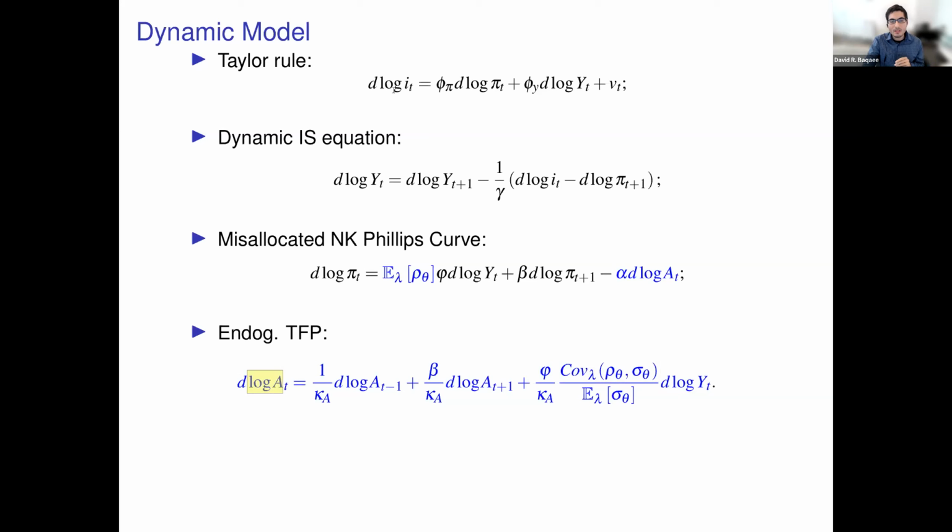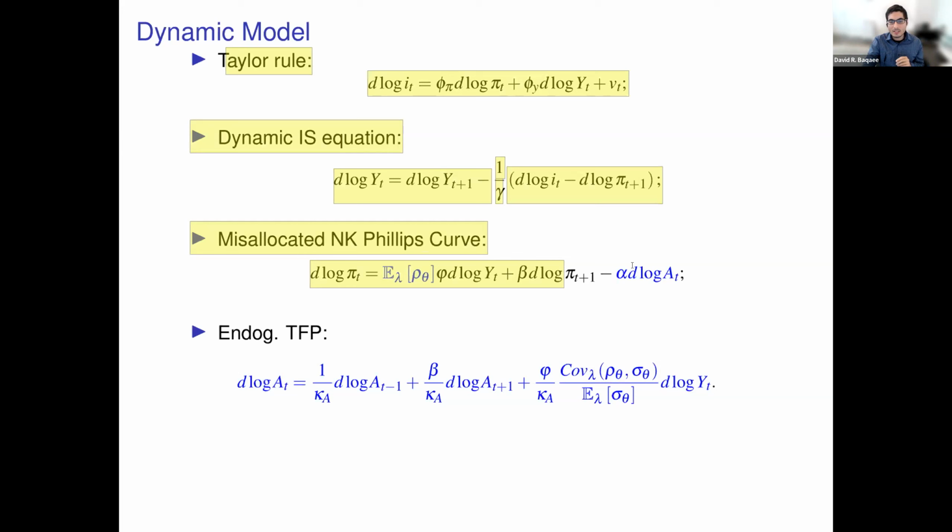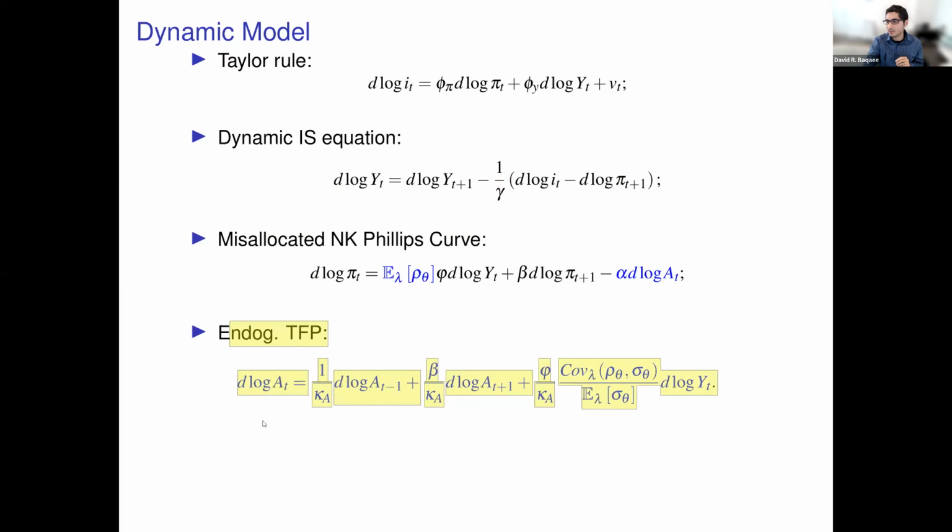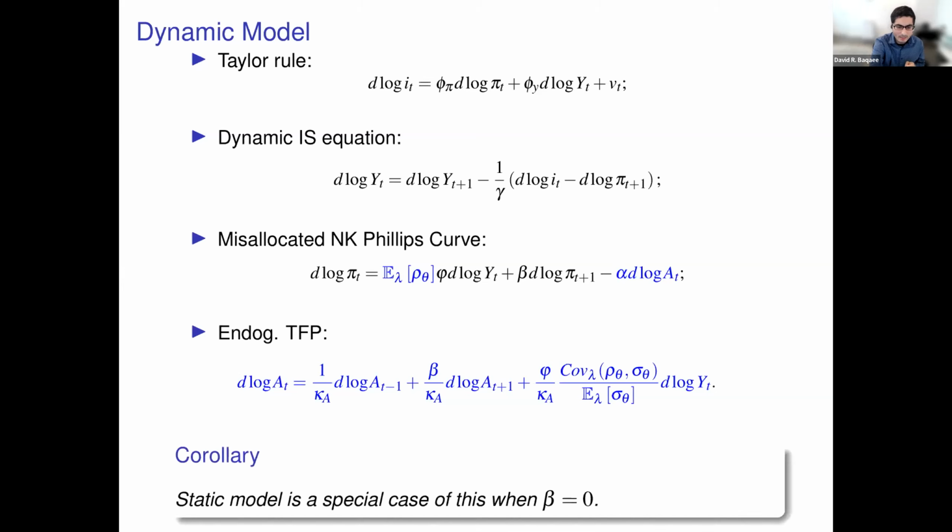One thing that's interesting about this is all of these equations are first-order difference equations, but this one is a second-order difference equation. So this gives some hump-shaped responses in the impulse response functions endogenously, which is sort of nice. Okay, so I'm totally out of time. Now the static model that I showed you is a special case of this model when you set the discount factor equal to 0 and look at the effect on impact of a shock.